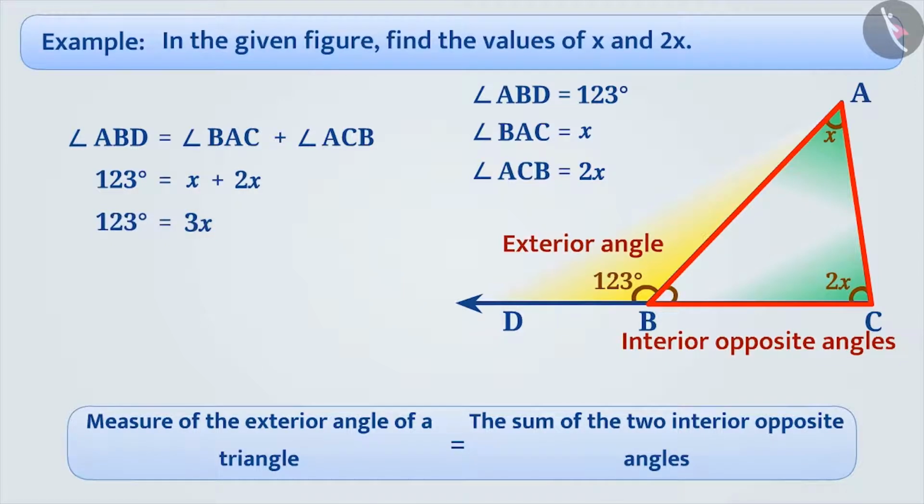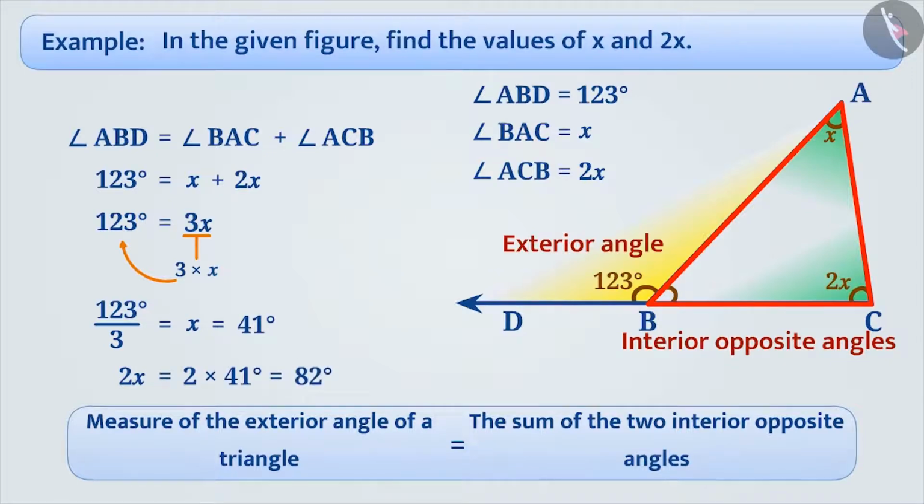We have to find the value of x here. On this side, 3 is multiplied with x. If we bring 3 to the other side, then we will have to divide 123 by 3. When we divide 123 by 3, we get x is equal to 41. So, 2x is equal to 2 multiplied by 41 degrees is equal to 82 degrees, and the value of x is 41 degrees and the value of 2x is 82 degrees.